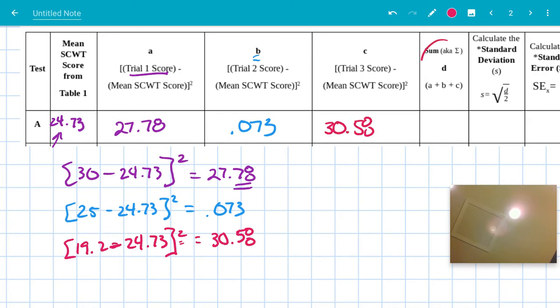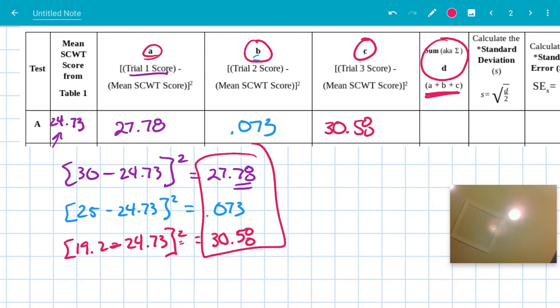Now, column D, you add all 3 together. You add A plus B plus C. So I'm going to do 27.8. I'm going to add these 3 together. I'm adding them. And for an answer, I got 58.43. So right here is 58.43. Okay, so now I'm ready to calculate standard deviation.